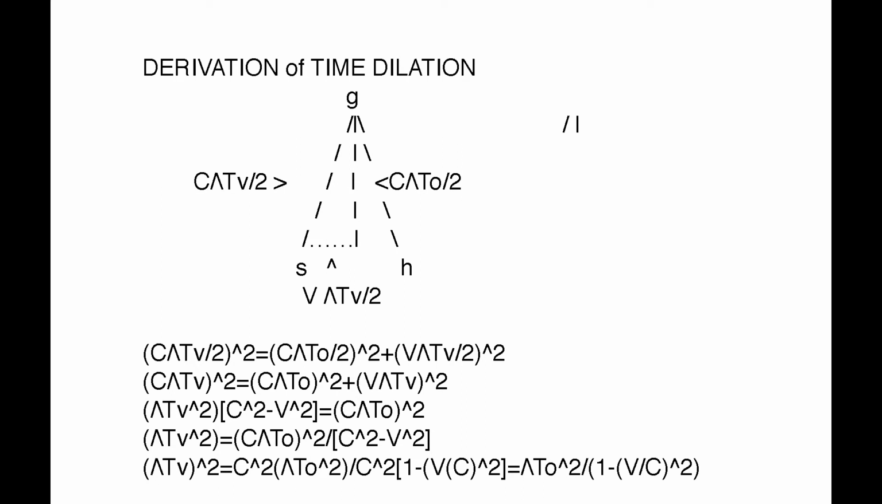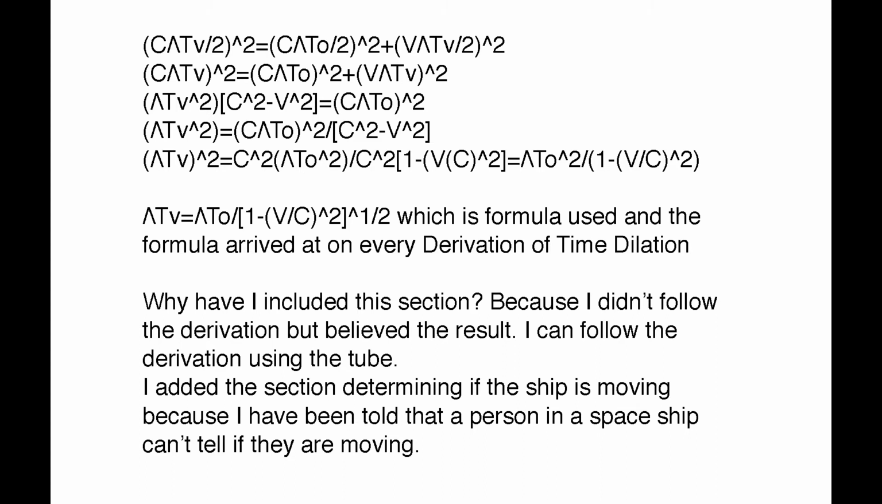You can do that by squaring the hypotenuse side from S to H and setting that equal to the path from G to halfway down between the distance S and H, and the distance from S, half of the distance from S to H. And that's what the formulas down there represent. We have C delta T sub V divided by 2 squared equals C delta T0 divided by 2 squared plus V delta T sub V divided by 2 squared.